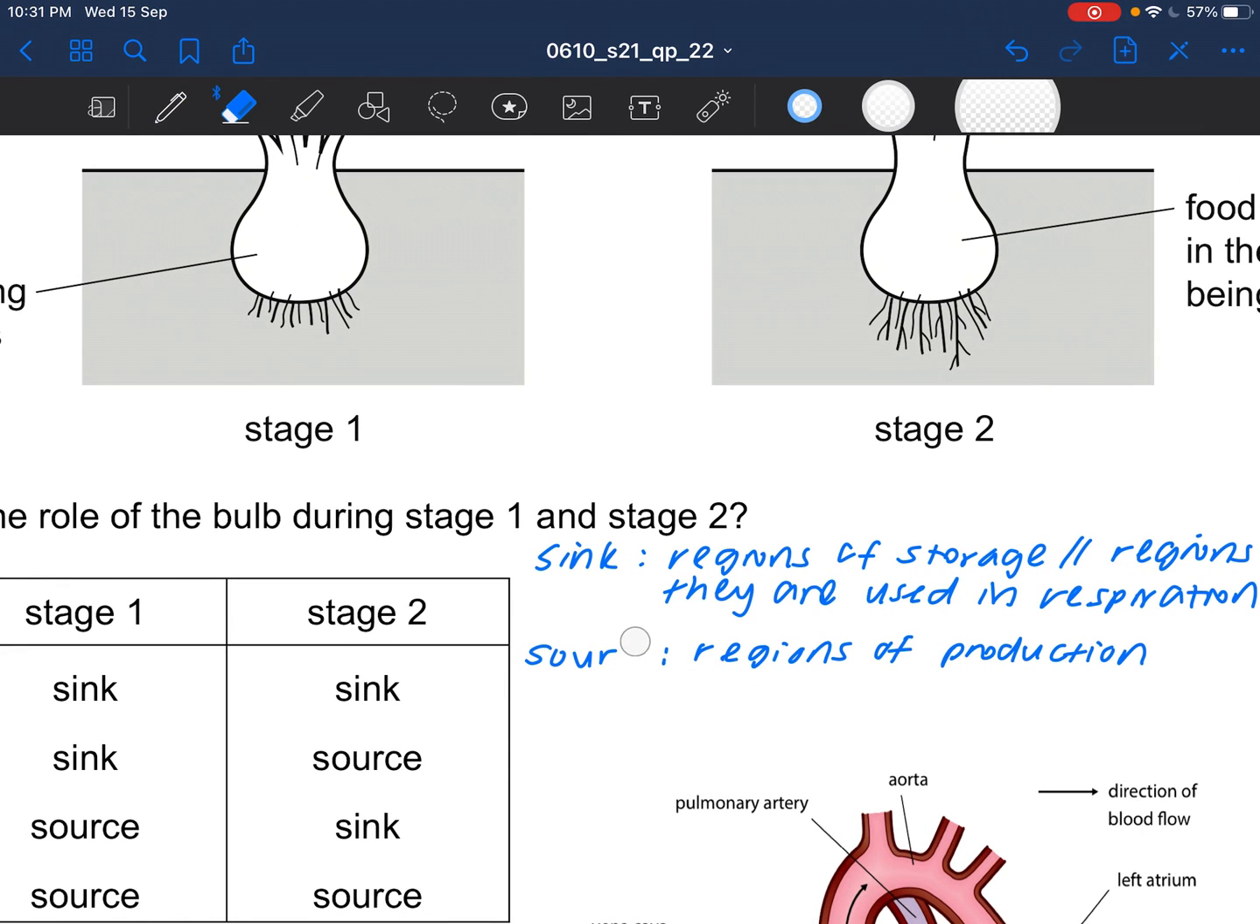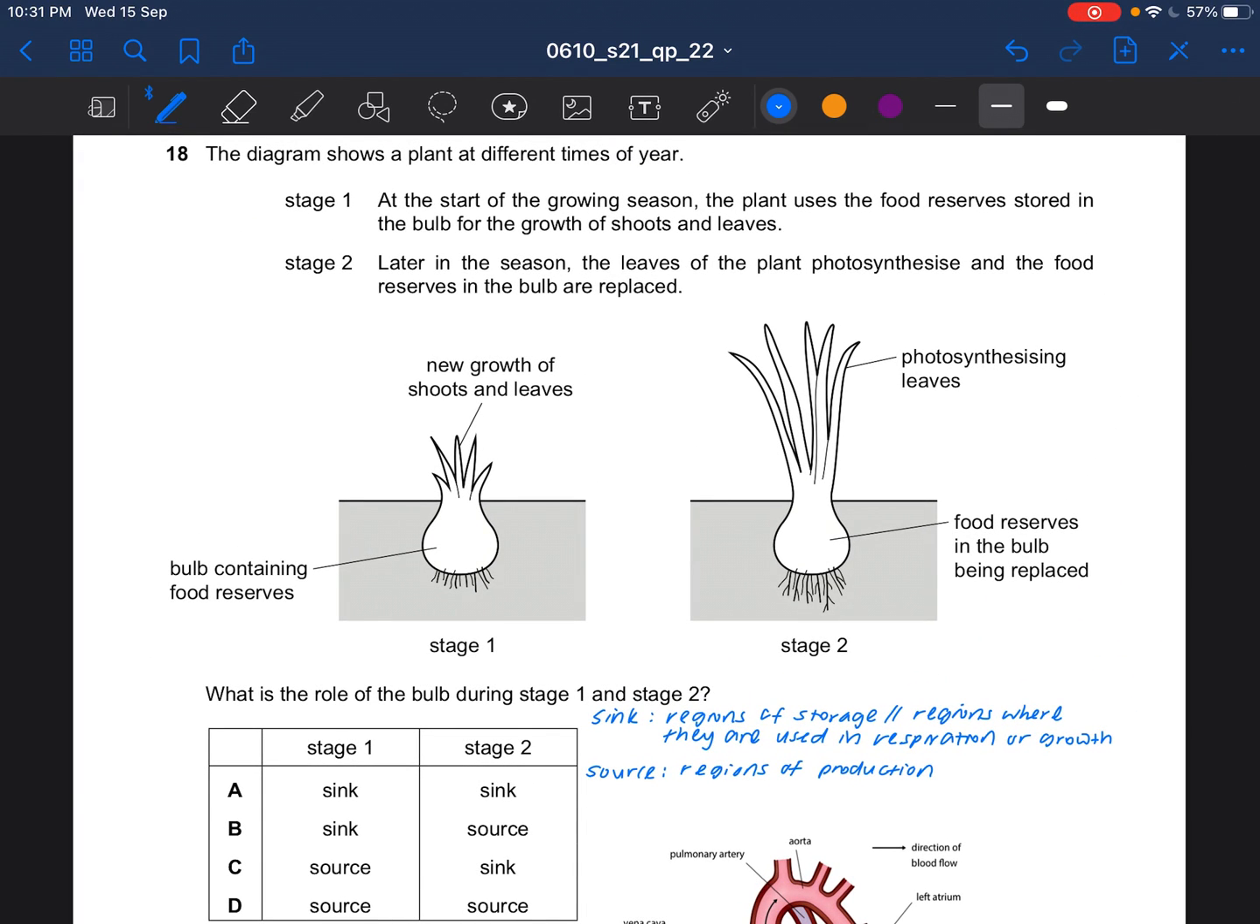So at stage 1, the bulb is acting as the region of production, so it's the source. Then at stage 2, it is the sink where they are used in growth. So the answer is C.